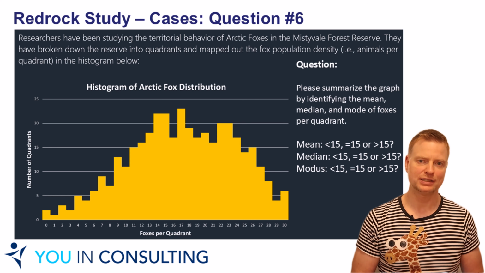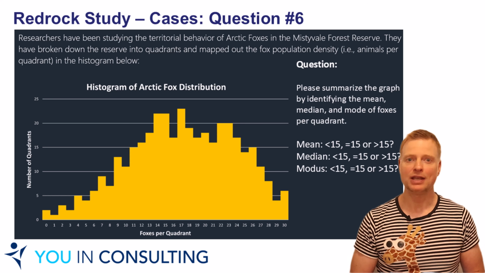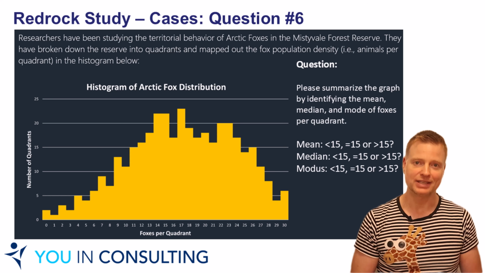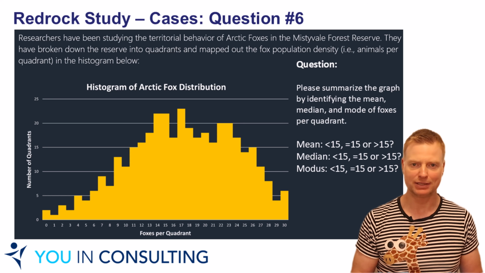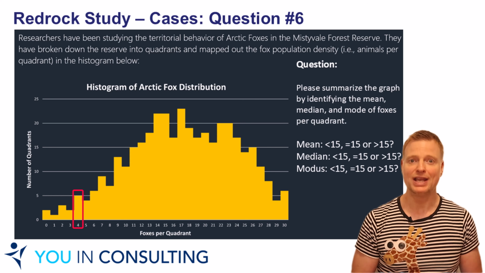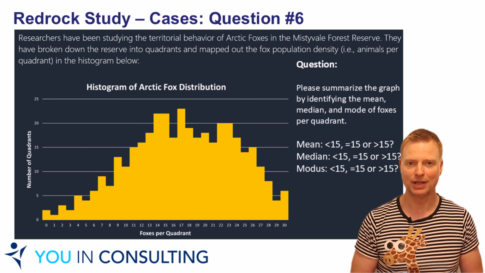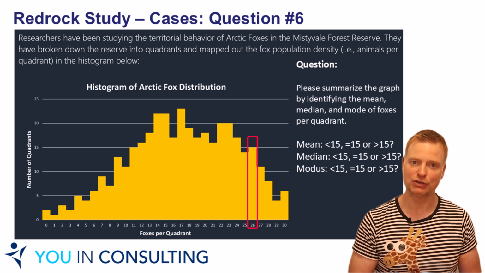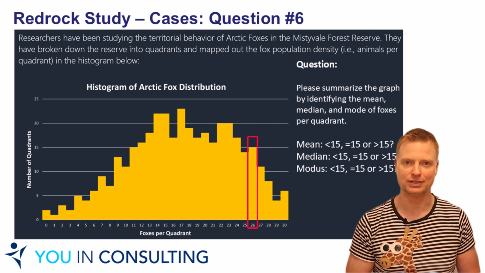The x-axis determines the number of foxes appearing in a quadrant. The y-axis states in how many quadrants exactly x foxes appear. Let me explain this by an example. Take 4 foxes per quadrant. There are exactly 5 quadrants in which there live 4 foxes. Similarly, there are 15 quadrants which are populated by exactly 26 foxes.